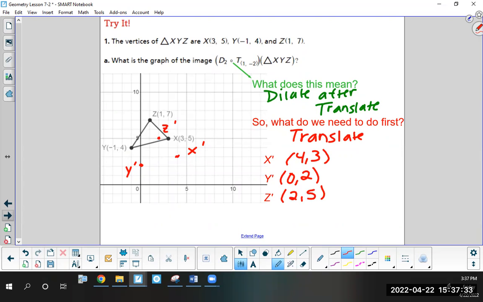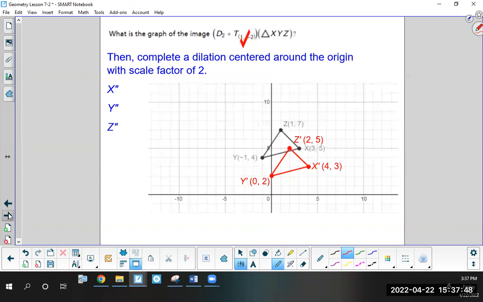All right, so here's my translation. Let me go ahead and connect the dots just so we can see our triangle. It's always good to do this because then I can see, yep, it still stayed the same size, still the same shape. So I'm good as far as the translation goes.